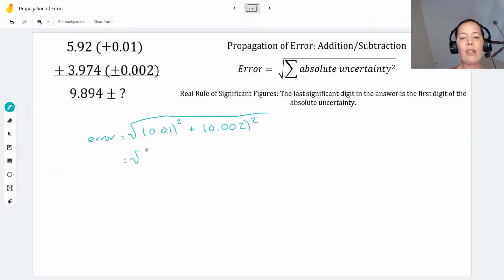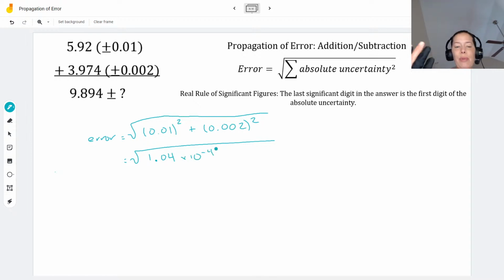Okay, so if I square each of my errors and then add them together, again, you want to make sure you remember your order of operations too. You want to square them first and then add them together. We get 1.04 times 10 to the negative 4th. Then we simply take the square root, and the error associated with this calculation is 0.010. Now, I want to pause just a second here and explain why I have written it this way.